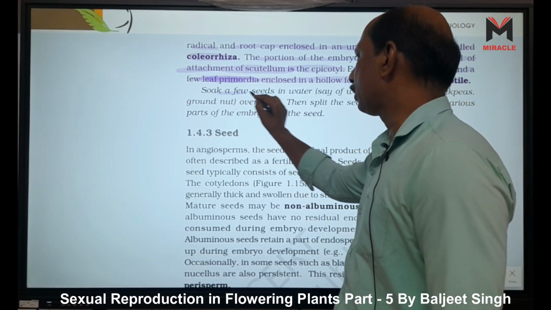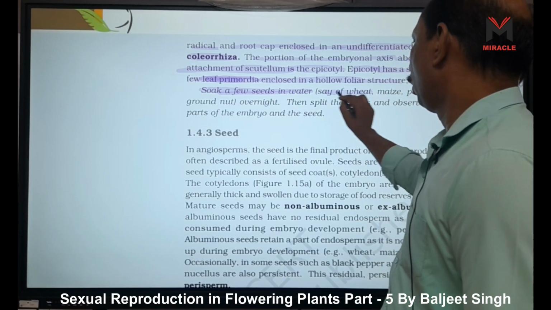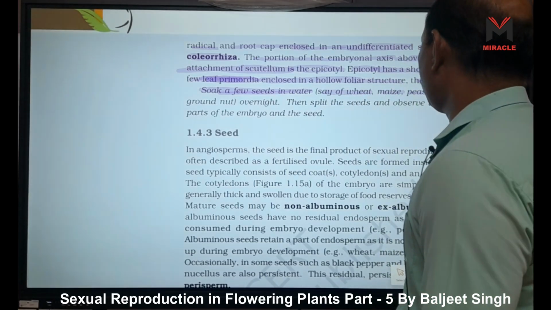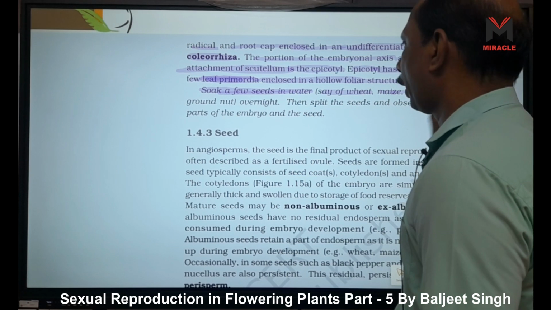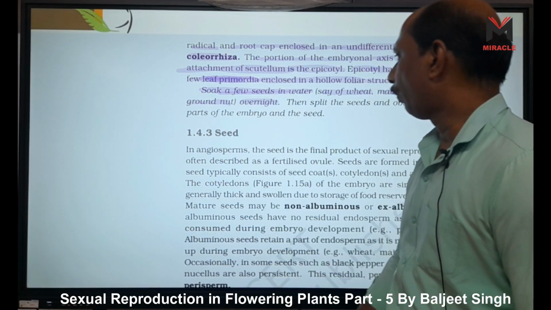Soak a few seeds in water. When we soak a few seeds in water, say whether it is wheat or maize, or peas or chickpeas, monocot or dicot, groundnut also dicot, overnight, all through the night, what happens?